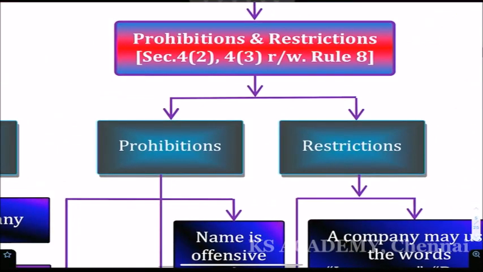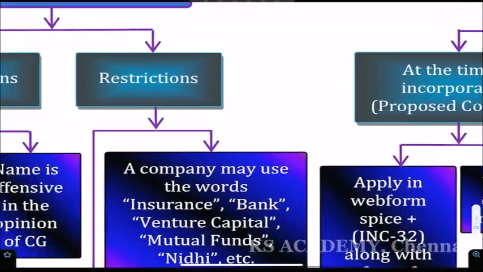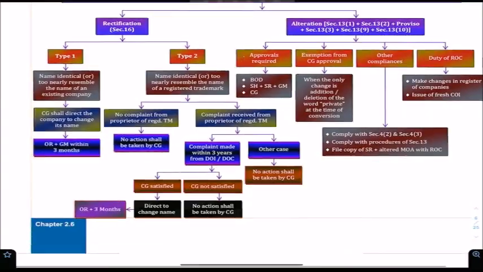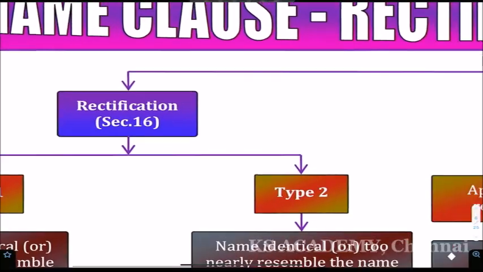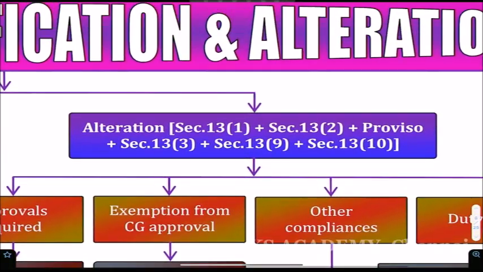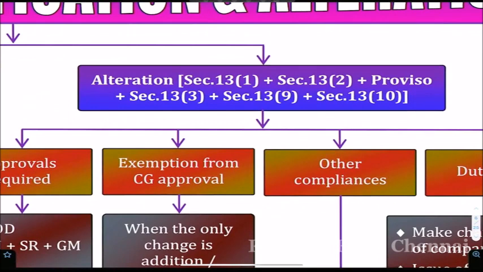Next. Section 4, subsection 2, subsection 3, read with rule 8. Reservation is a normal concept in rules. Next, here also I have given. What is the name clause rectification section? 16. And next one, alteration: section 13.1, 13.2, proviso 13.3, 13.9, 13.10.